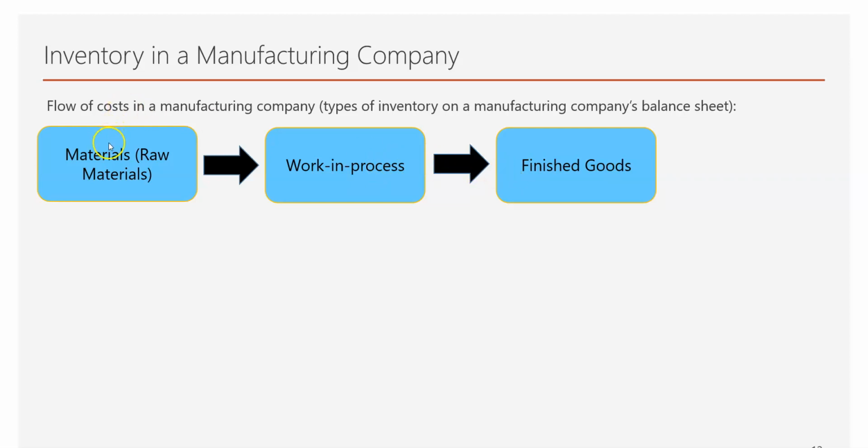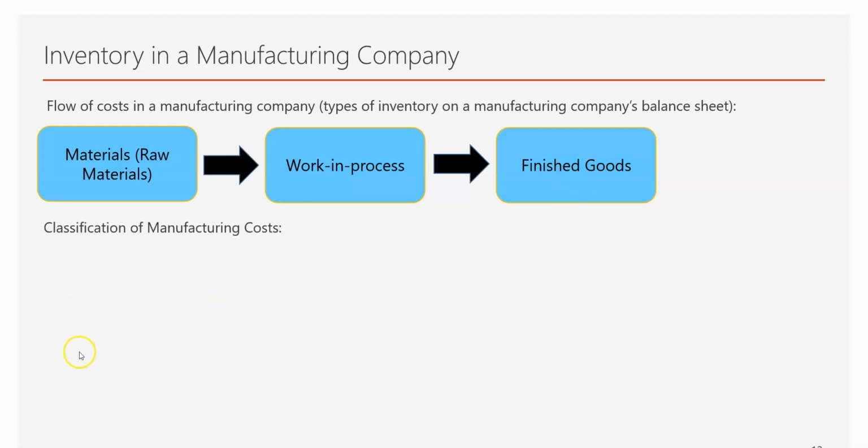So we have three different types of inventory on a manufacturing company's balance sheet. The materials, where that is the cost of the materials we purchase from our suppliers. The work in process, the cost of units started but not yet completed. And then finished goods, these units are completed and ready to be sold to our customers.